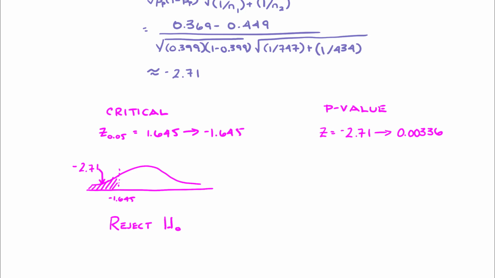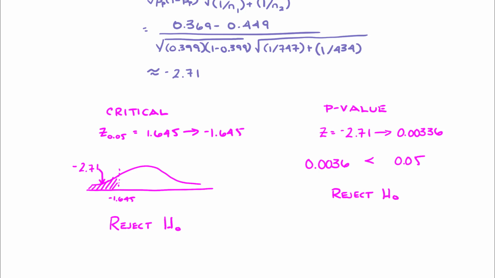So there's our area. We want to compare that area to our significance level of 0.05. It is clearly less than 0.05. So the p-value approach says that when our area is less than our significance level, we reject the null hypothesis.